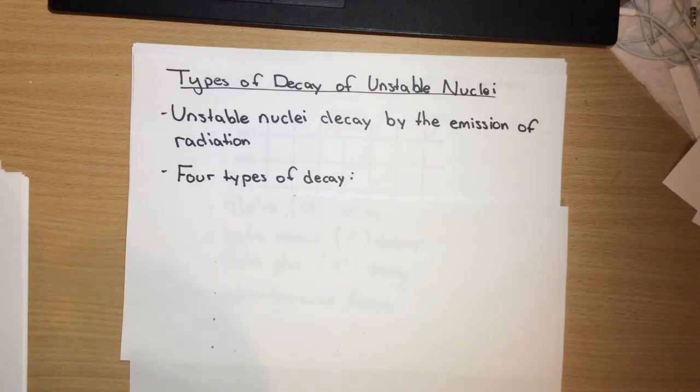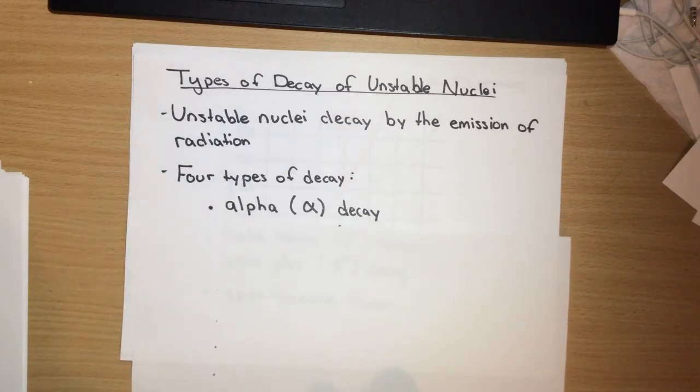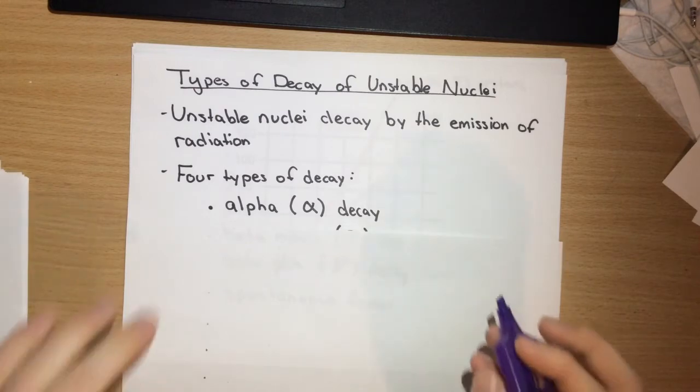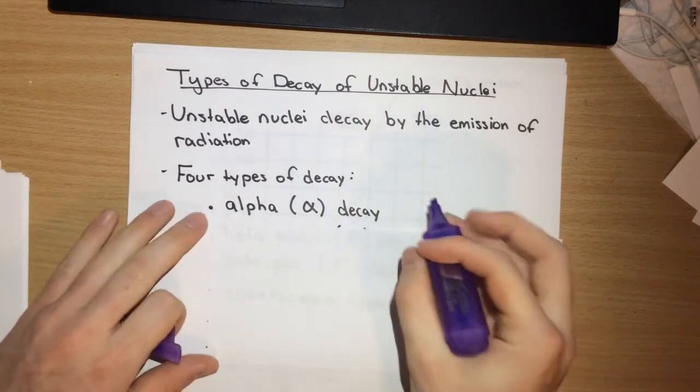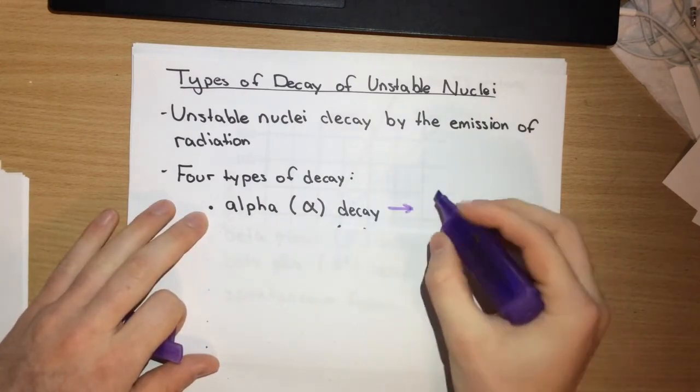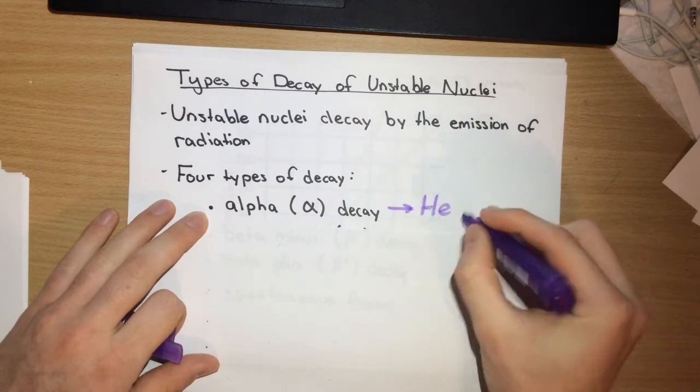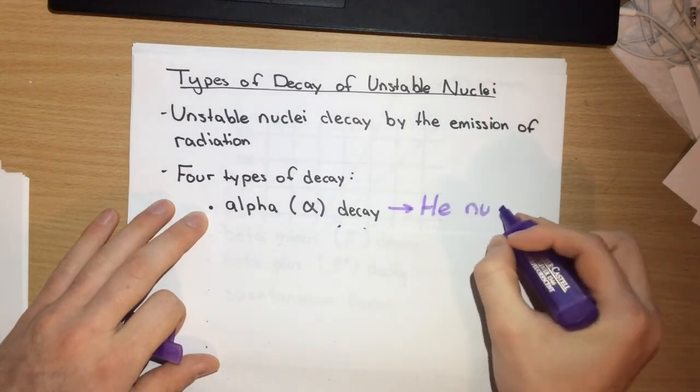Okay, and we're going to have a look at 4 of those kinds. Now, there's 4 types of decay that we care about. Okay, there's many more, but the ones we're interested in, there's 4 of them. Now, the first one is called alpha decay. So alpha decay is the emission of a helium nucleus. Okay, so all of these are going to emit something. The first one is going to be a helium nucleus.